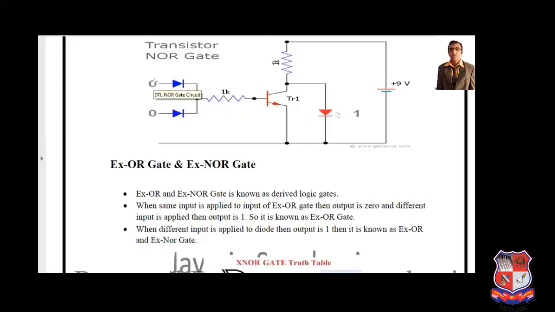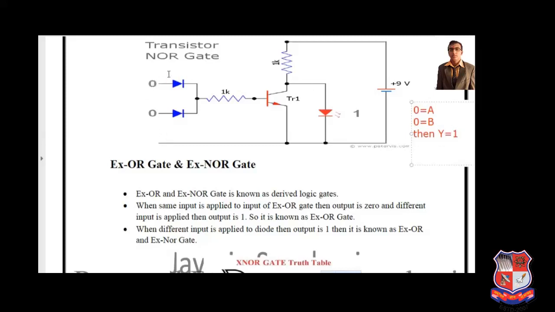Now you will understand this. If 0 0 is applied here, the diode will never turn on. Diode cannot be turned on. That's why 0 volt is applied directly here, and here is 0 volt. Then the output here is 1 volt. That's why the LED can be turned on whenever we apply 0 0 input. See this, A equal to 0, B equal to 0, then Y equal to 1. It is the first case.